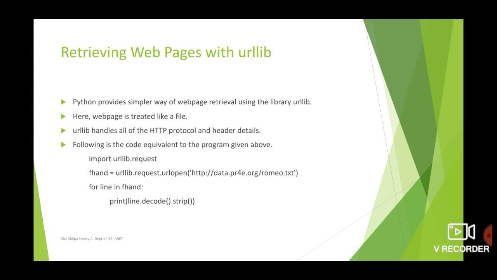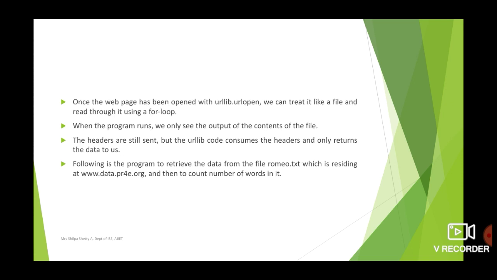So first we need to import the module, then we need to place a request and open the particular web page that we would like to retrieve. Then we are using a for loop to print each line, decoding it and removing the additional white spaces that appear in the beginning and end of the line. So once the web page has been opened with urllib.urlopen, we can treat it as a file and read through it using a for loop. So this is what we have discussed.